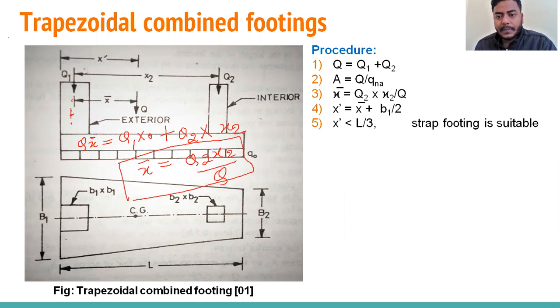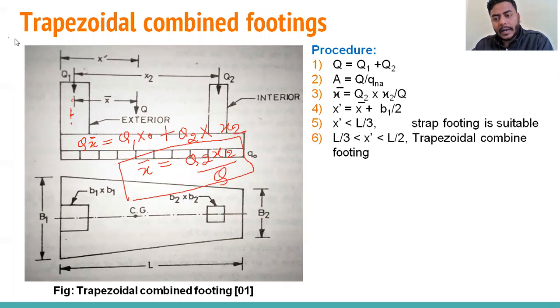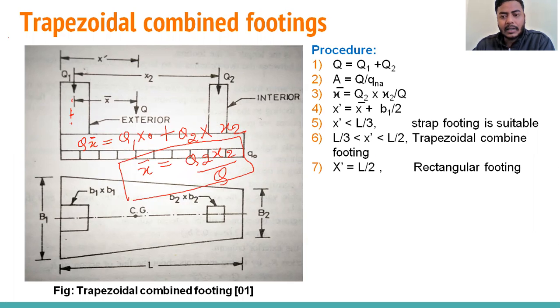Now we will see, if x dash is less than L by 3, then we will go for the strap footing, it's suitable. In between L by 3 to L by 2, we will go for the trapezoidal combined footing. If x dash is equal to L by 2, we will go for the rectangular footing. So I will explain what is happening here.